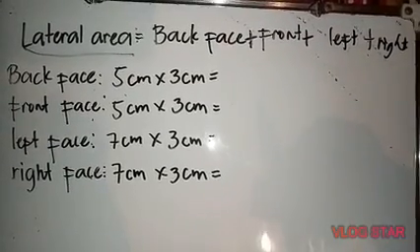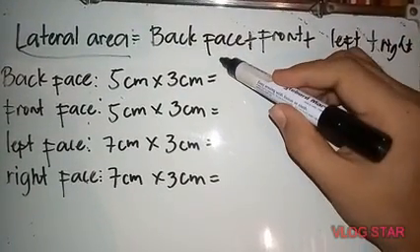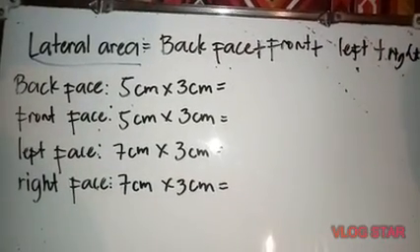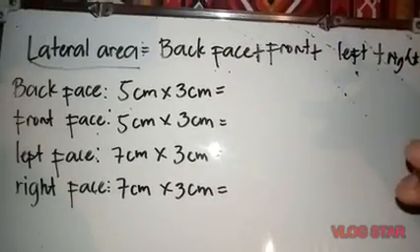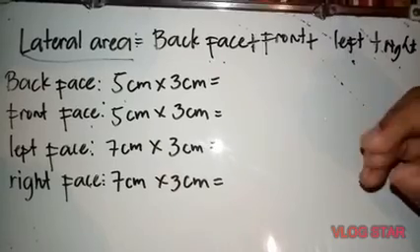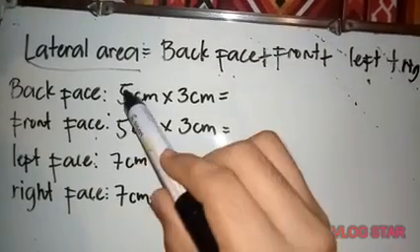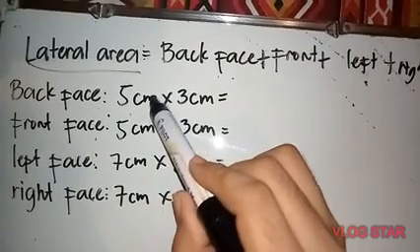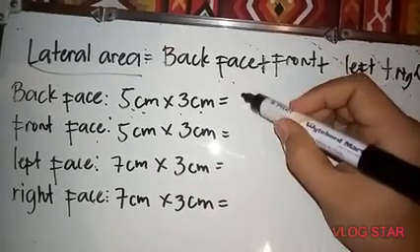So to get the lateral area of a rectangular prism, just get the back area, front area, left area, and right area. And the back face, front face, left and right depend on how you locate the rectangular prism. So for the back face, since the width is 5 and the height is 3, then 5 times 3, the answer is 15.